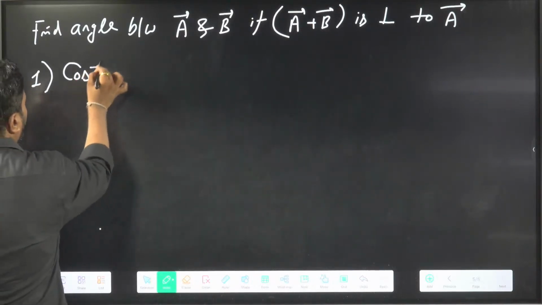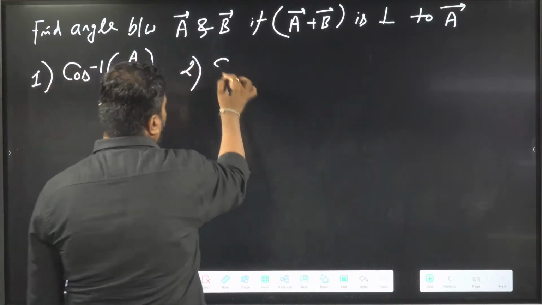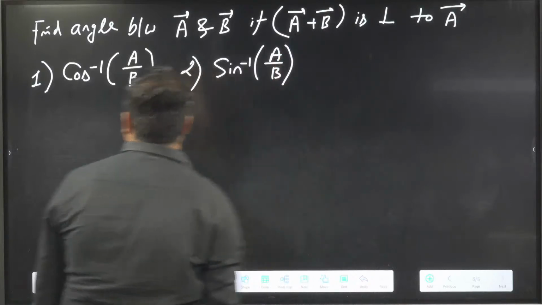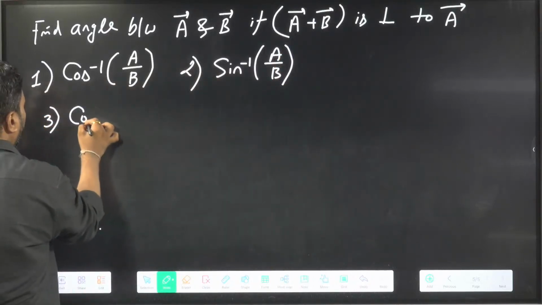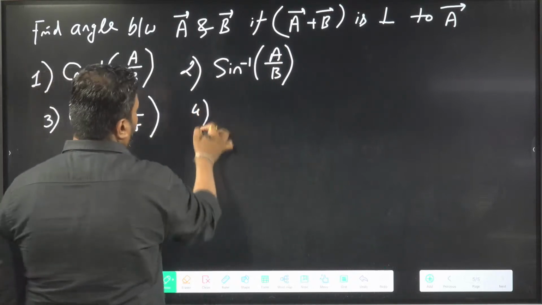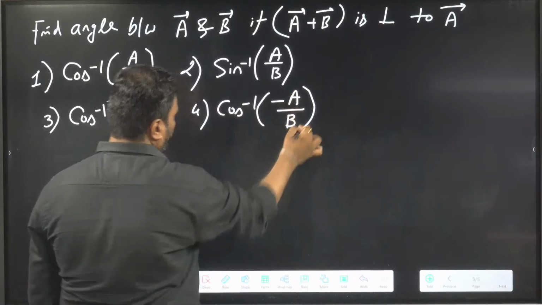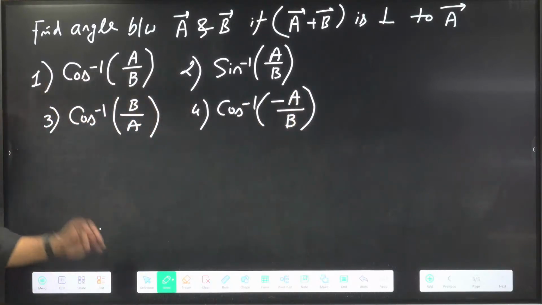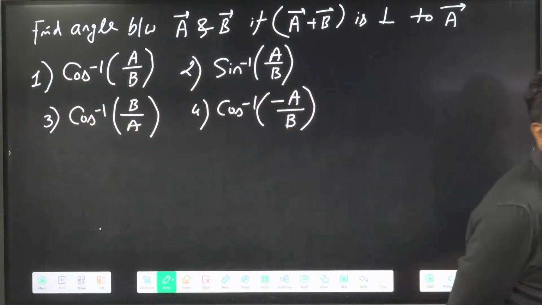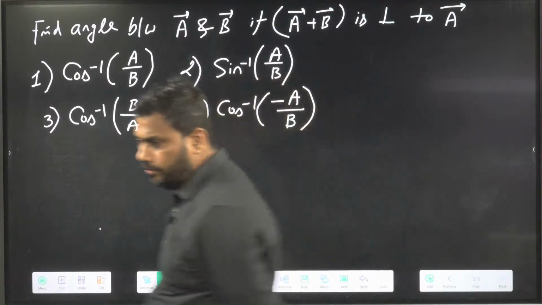First option is cos inverse a by b. Second option is sin inverse a by b. Third option is cos inverse b by a. Fourth option is cos inverse minus a by b. Give me the correct answer. There are 4 options. Give me the correct answer.